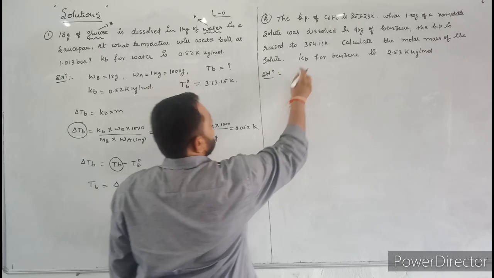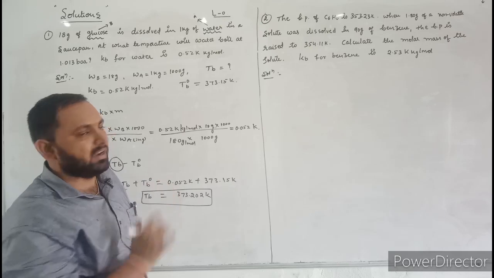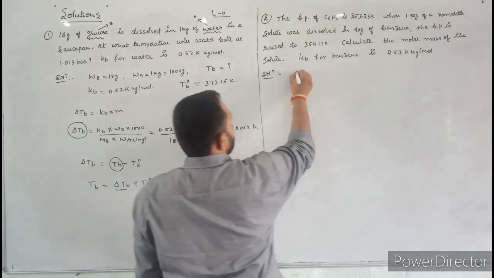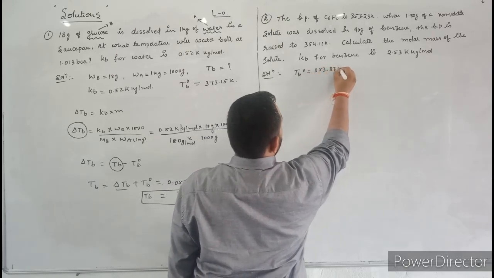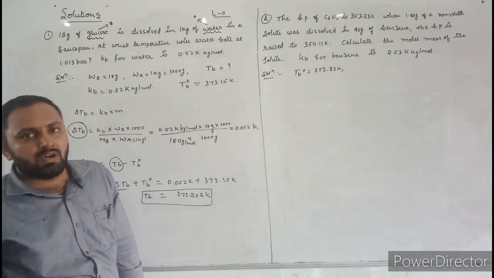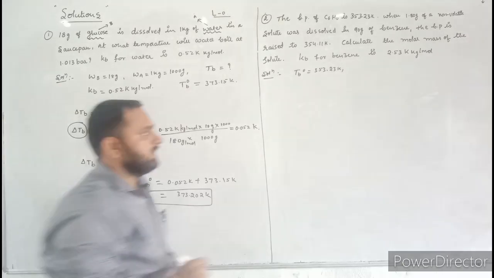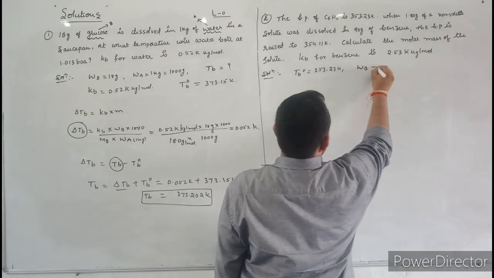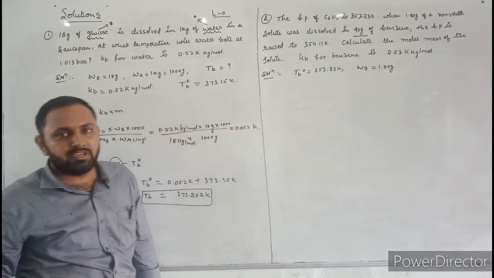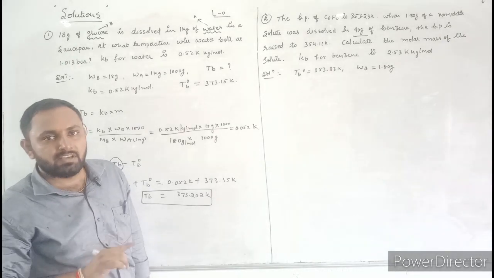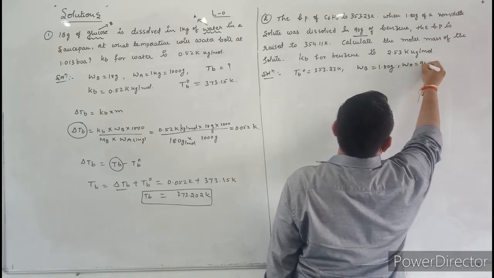Solution. Here the boiling point of pure benzene is given, that means the TB naught. Here, what is the TB naught? TB naught is equal to 353.23 Kelvin. Next here, the weight of non-volatile solute is also given. Here the non-volatile solute is represented by B. That's why WB is equal to 1.80 grams. It is dissolved in how many grams of benzene? 90 grams of benzene. That means the weight of solvent is also given. That's why WA is equal to 90 grams.